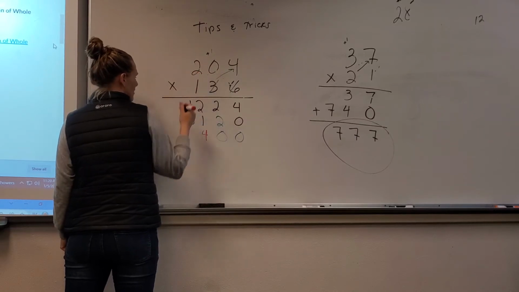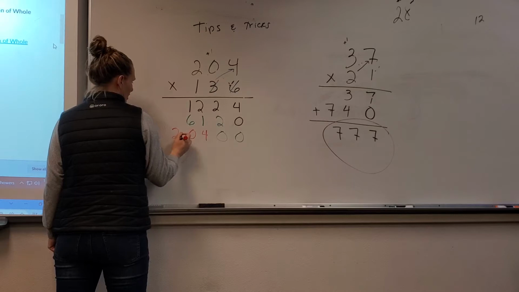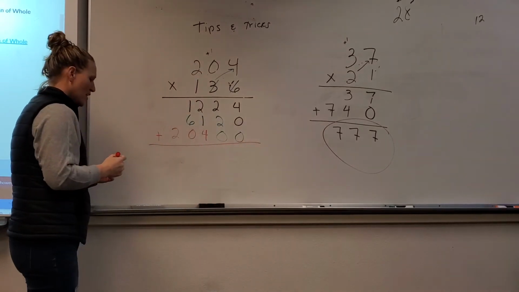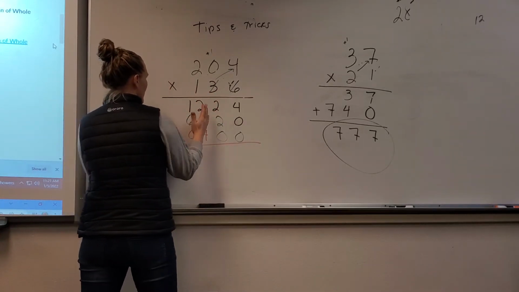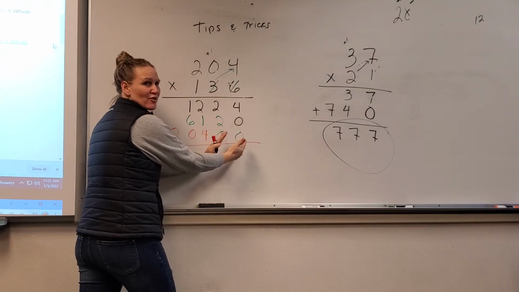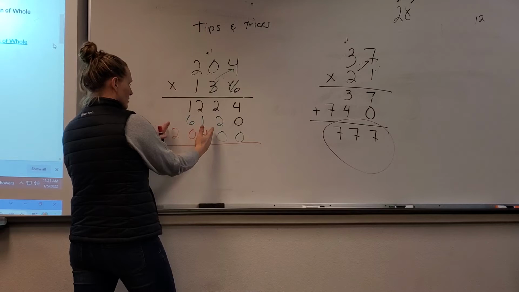1 times 0, 0. And 1 times 2, 2. Good. Now we add all those up. I think what gets my students confused is that we end up shifting so far to the right because we have these zeros. So they think, ooh, it doesn't feel right because now we're shifting over.